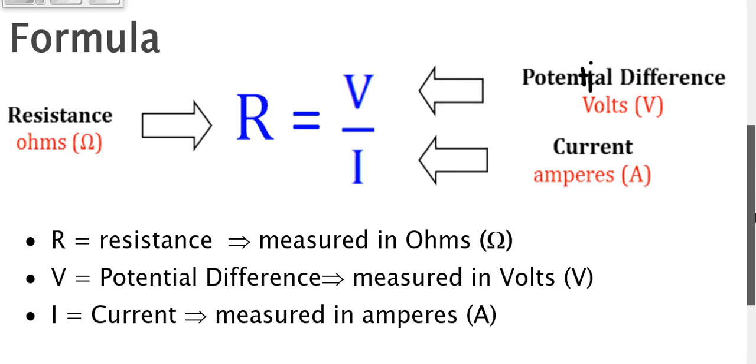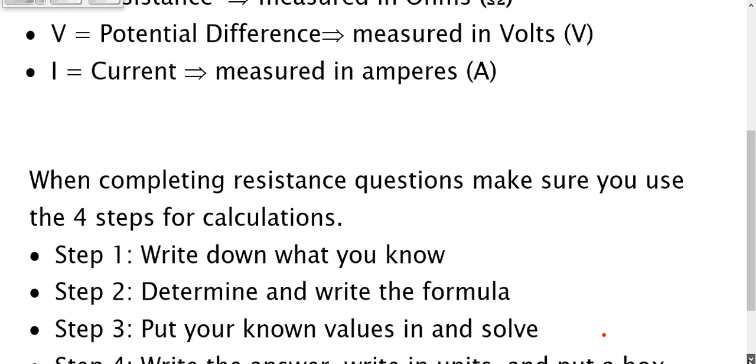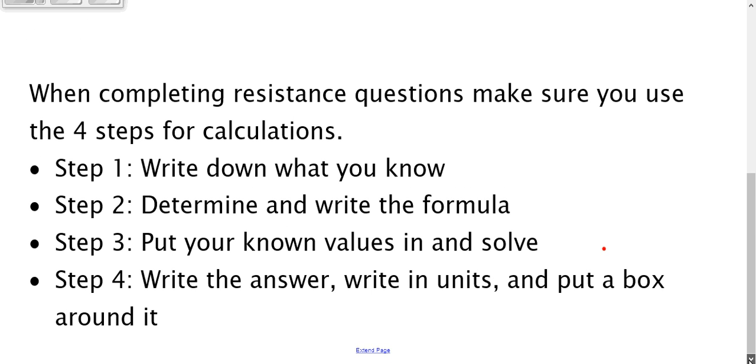Again, when we're completing problems for resistance, we're going to write down what we know, determine and write the formula, solve for the correct variable, put in our known values, and then find an answer, write in our units, and put a box around it. Again, this is our third formula on our formula sheet.